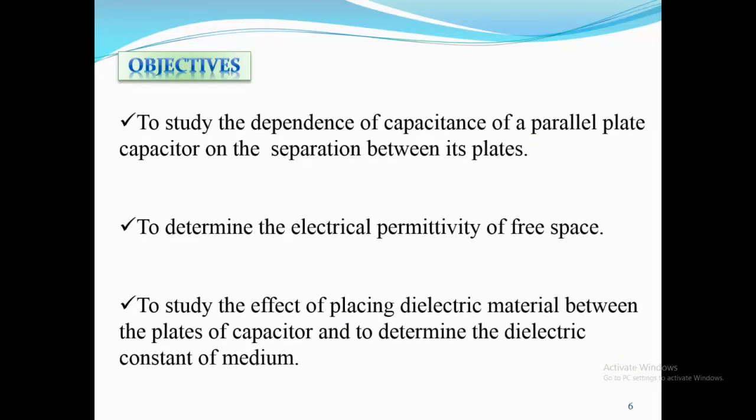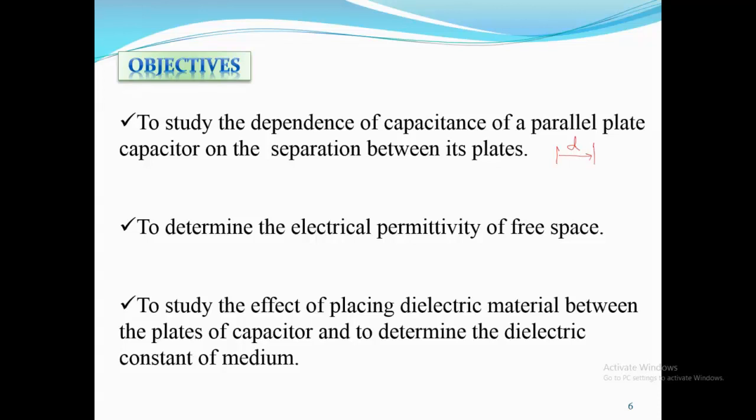What are the objectives of today's experiment? To study the dependence of a parallel plate capacitor on the separation between the two plates. As I told you, you'll have d, the distance or separation between two plates. We will see today what happens when we change the separation between the two plates.